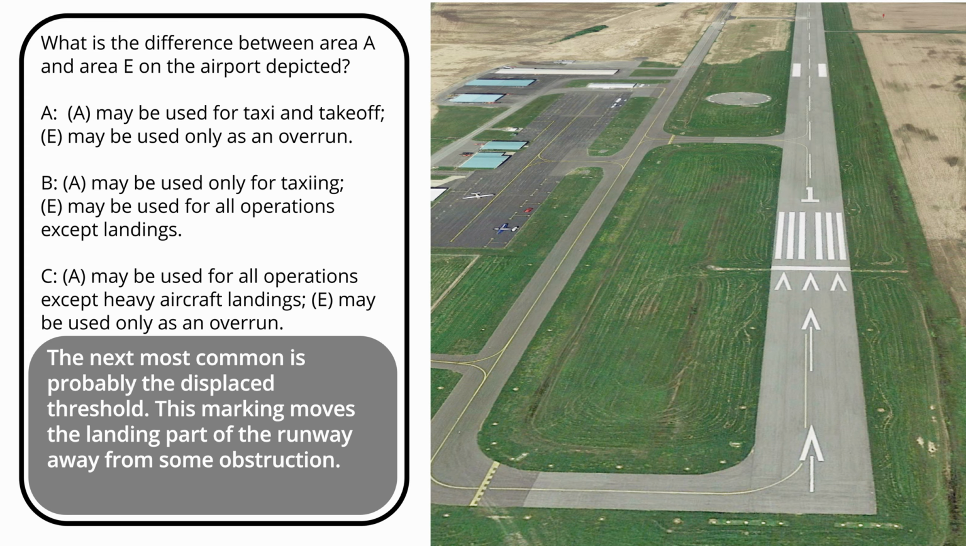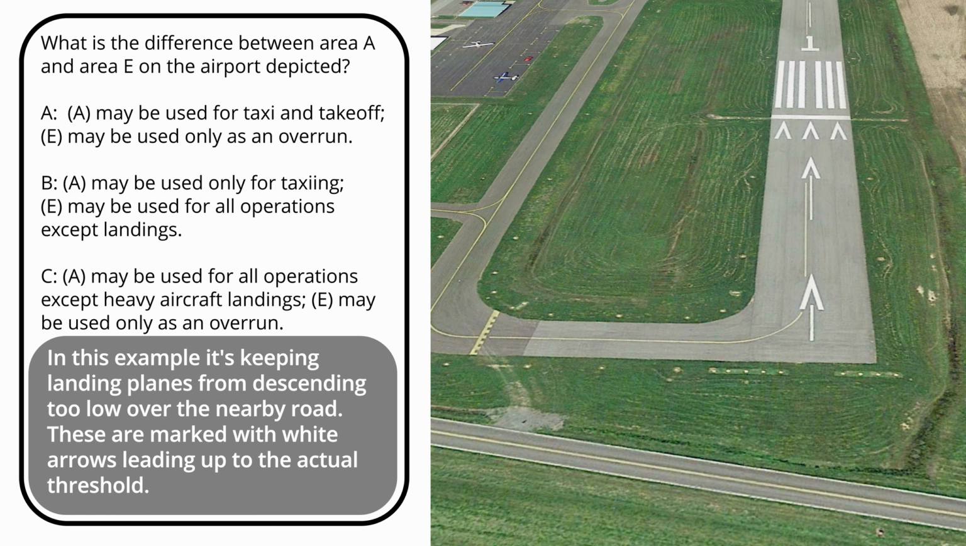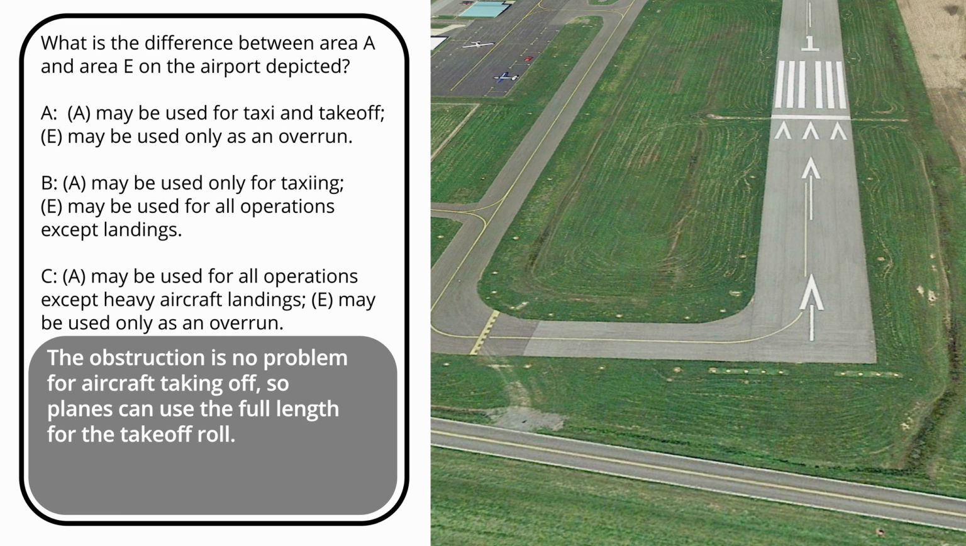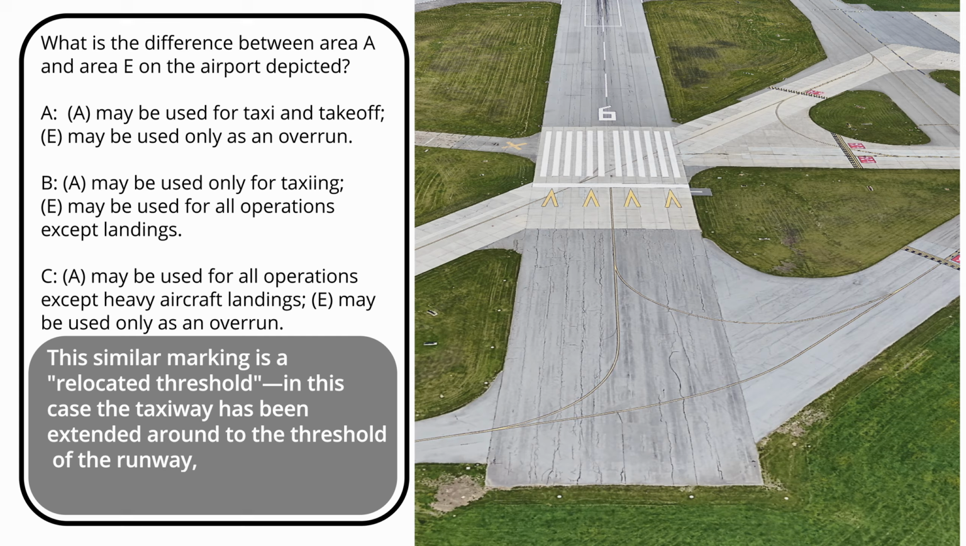This marking moves the landing part of the runway away from some obstruction. In this example, it's keeping landing planes from descending too low over the nearby road. These are marked with white arrows leading up to the actual threshold. The obstruction is no problem for an aircraft taking off, so planes can use the full length for the takeoff roll. This similar marking is a relocated threshold.